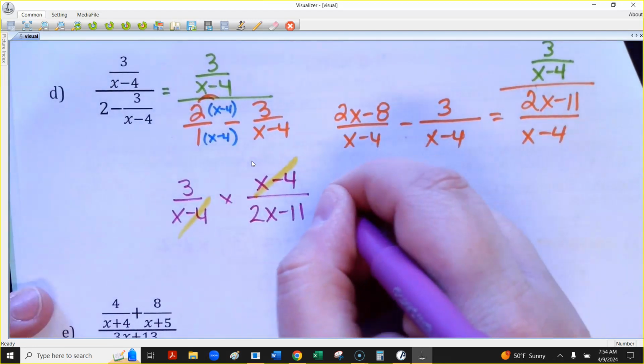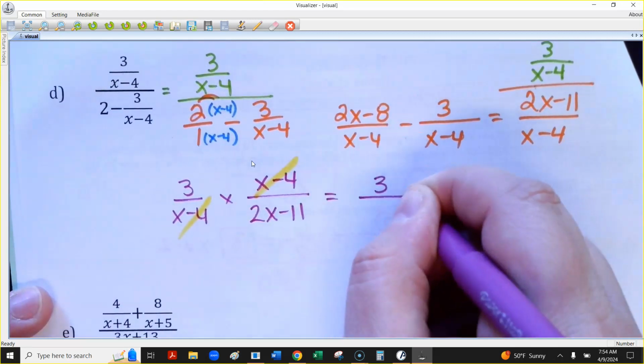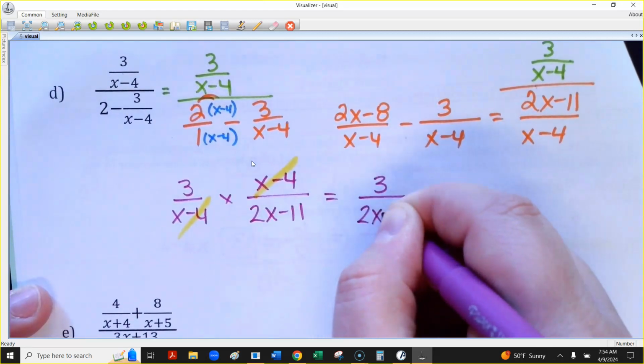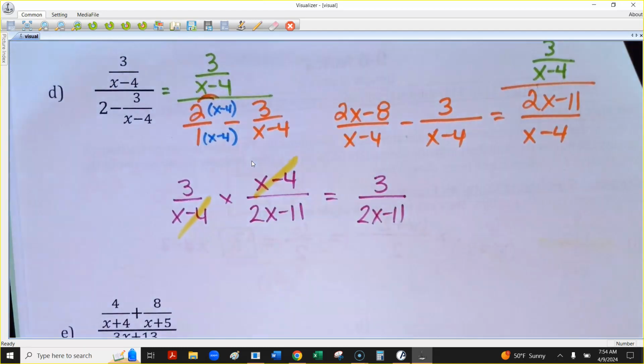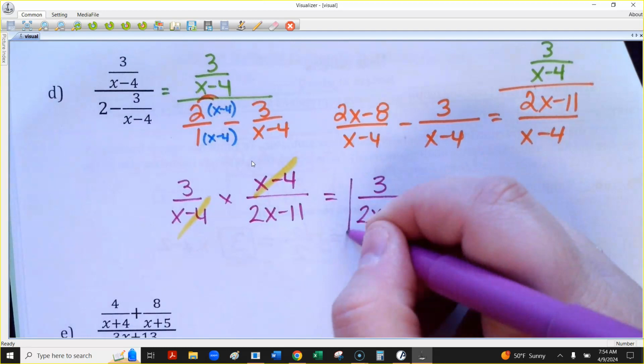So we would have a 3 on the top, and then 2x and 11 don't have anything in common, so you can't pull out a greatest common factor or anything like that. That would just be your answer.